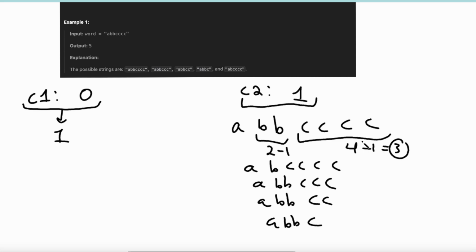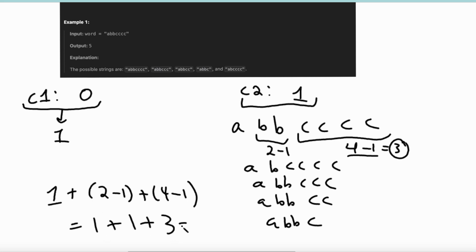Because if she had pressed it, she could have pressed these intentionally but then pressed this by mistake, or she could have pressed these intentionally, then pressed these by mistake, or she could have pressed this intentionally and then pressed these by mistake. So it's always subtract 1 from the length of the consecutive string to derive how many potential intended outcomes she could have had. Then you sum it up. So 1 plus 2 minus 1 plus 4 minus 1 gives you your answer, which is 1 plus 1 plus 3, which is 5.